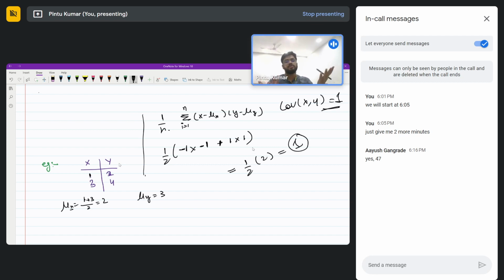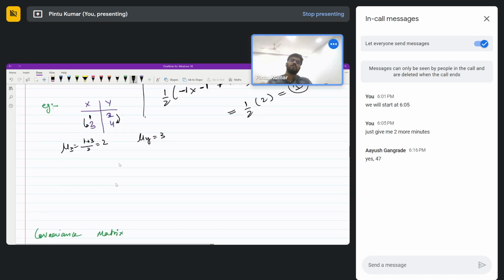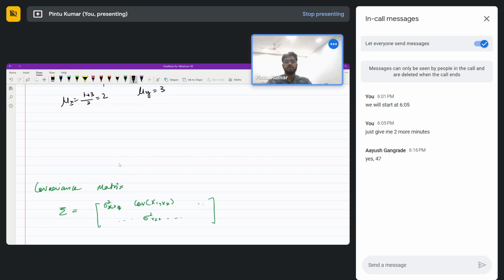So it is positively correlated. You can see that if your x is increasing, that is resulting in your y being increased. Now this covariance we define for two variables. If you have more than two features, let's say you have 5 features, then we capture this covariance information in form of a matrix. That matrix is called the covariance matrix, and denoted by this sigma kind of a symbol.